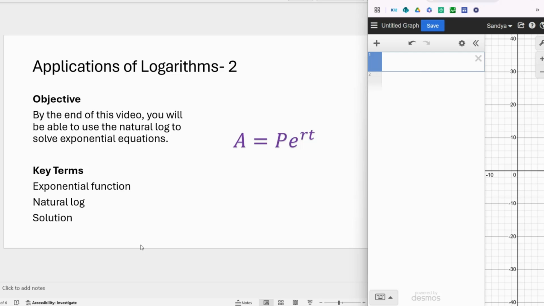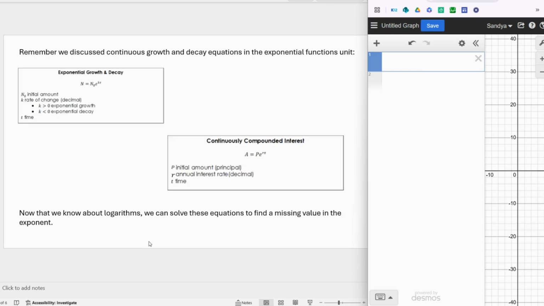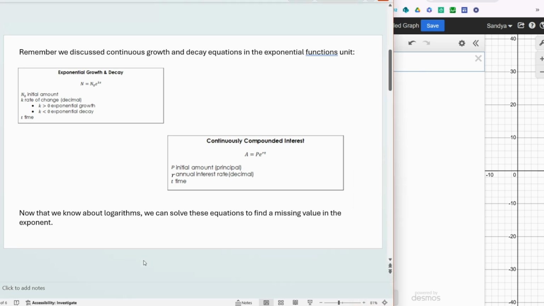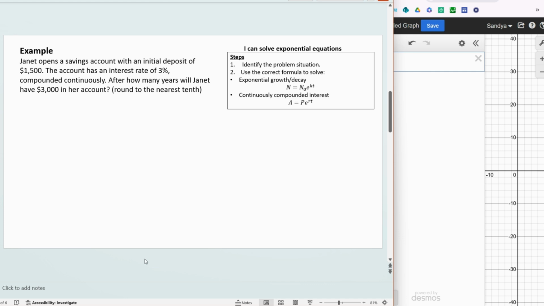In this video, we're going to talk about some more applications of using logarithms to solve exponential equations. So remember, we talked about continuous growth and decay equations back in our exponential functions unit. Remember, in our continuous growth and decay equations, our equations had a base of e because we were talking about continuous growth and decay. So now that we know about logarithms, we can solve these equations to find a missing value in the exponent. So let's look at this example.